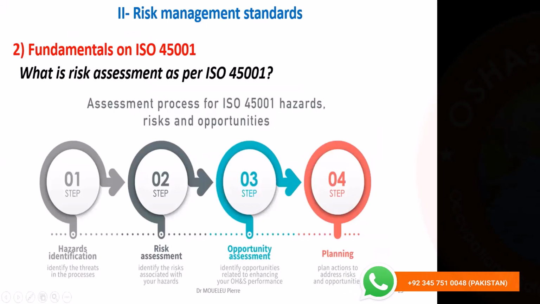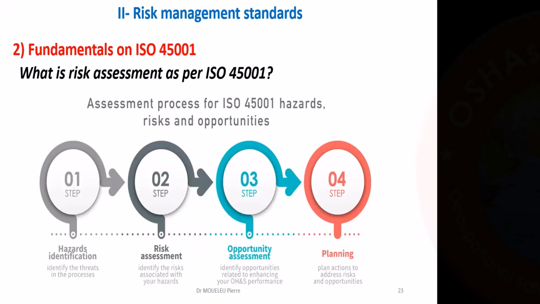The first step in risk analysis will be the hazard identification. We will identify the threats in the processes. The second step will be the risk assessment, identify the risk associated with your hazards. The third one, opportunity assessment, identifies opportunities related to enhancing your occupational health and safety performance.